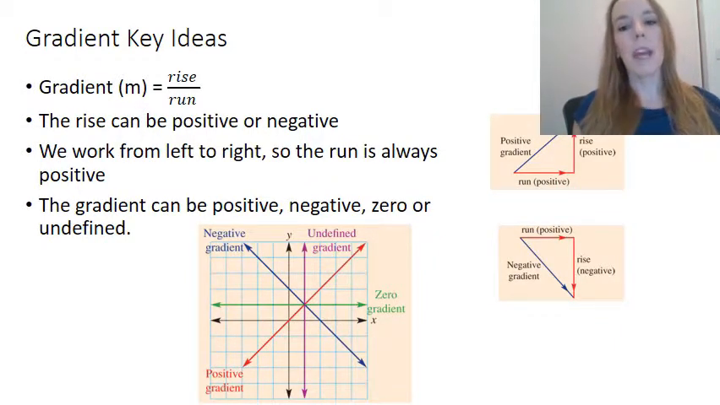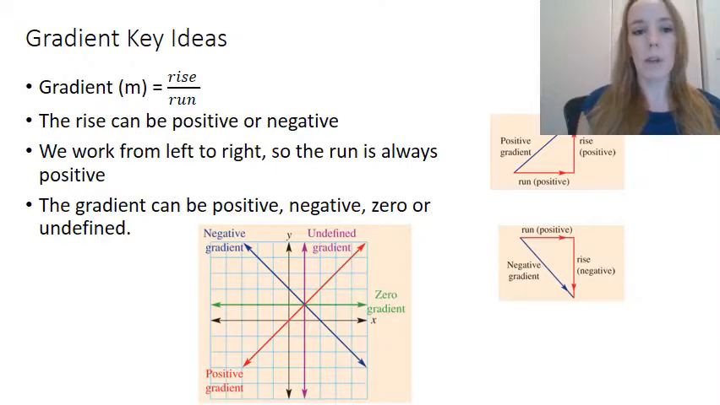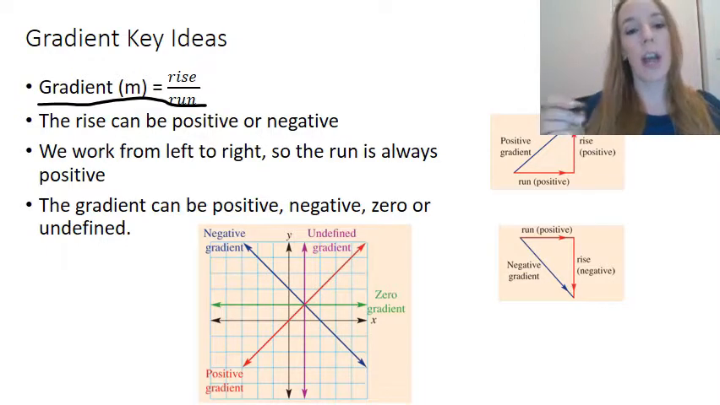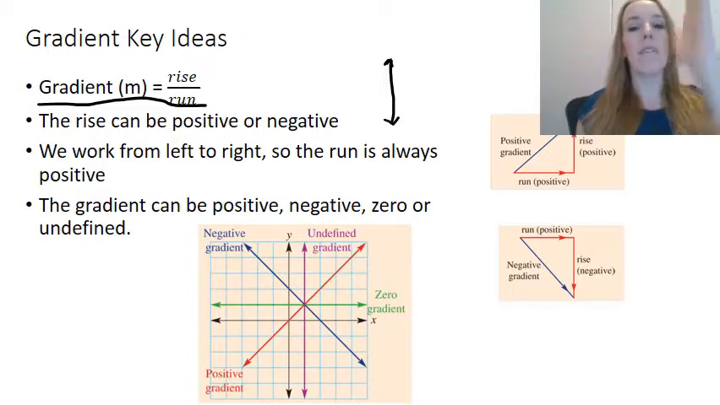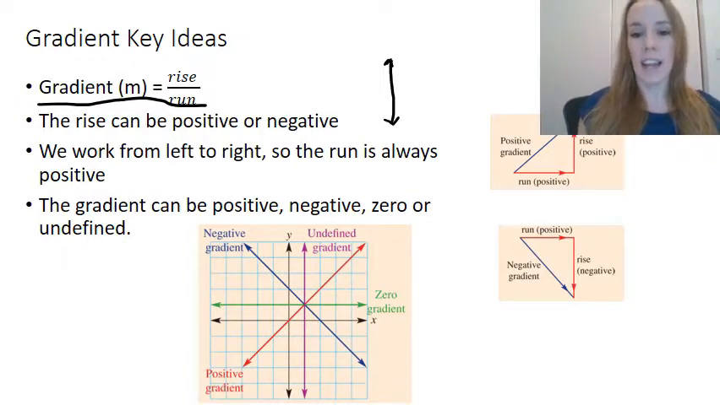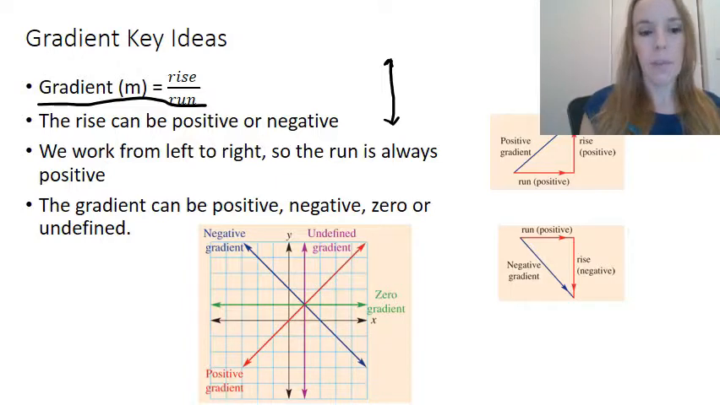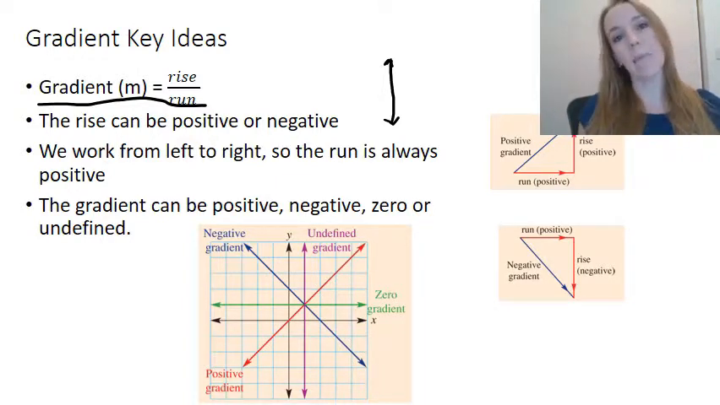Okay, so some key ideas about gradient. The way we calculate gradient is we use this formula here. So we've got gradient, which we write as m, is rise over run. So the rise can be positive or negative, and rise is just the change in our y value. So it's this kind of change when we work left to right, as that y value on that vertical axis has increased. And the run is across our x-axis, and because we're working left to right, it's always going to be positive.